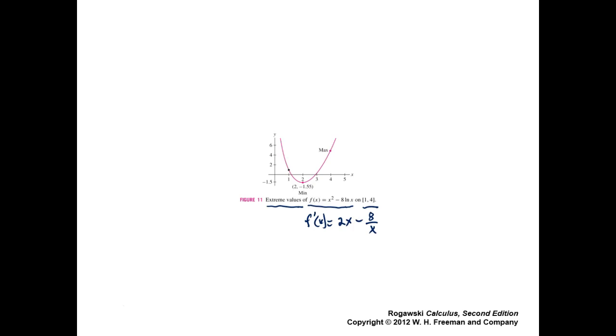So we are going to evaluate this at 1. We'll evaluate it at x equals 4, and we'll evaluate it where the derivative is 0 or undefined. We just took the derivative. F prime of x is 2x minus 8 times... 8 is just your coefficient, so leave that alone. The derivative of log x is 1 over x, so that's what I put down here.